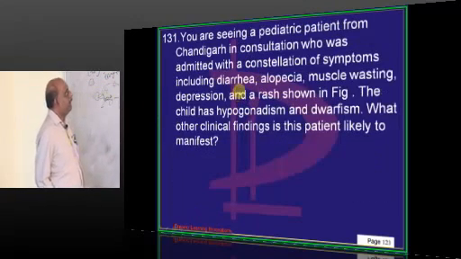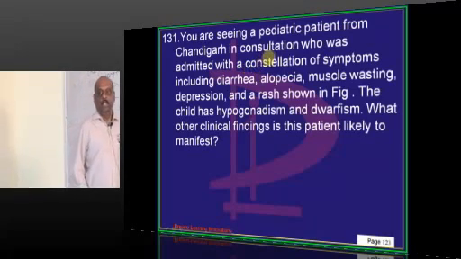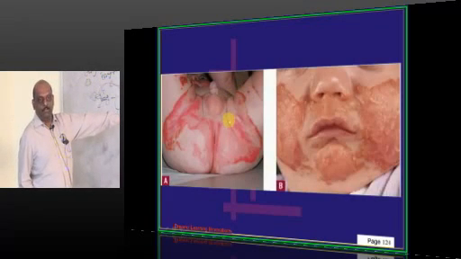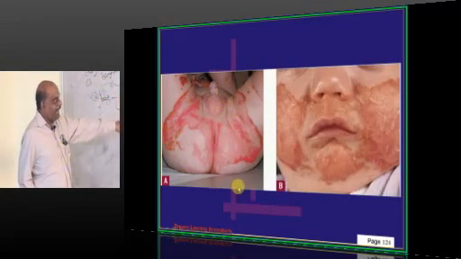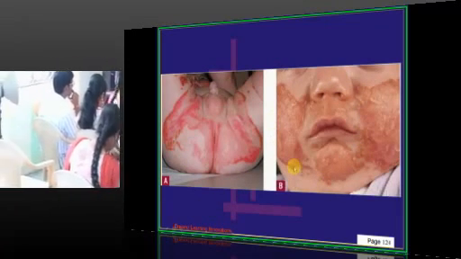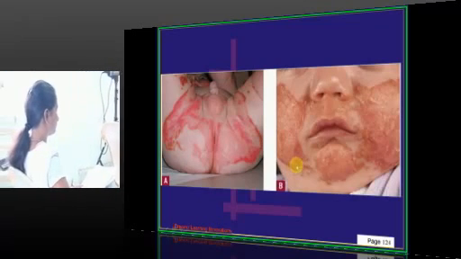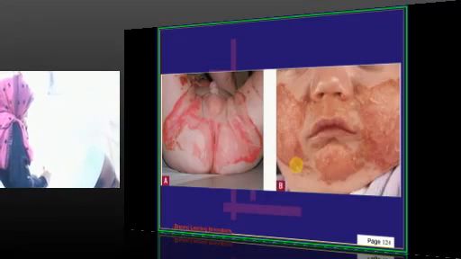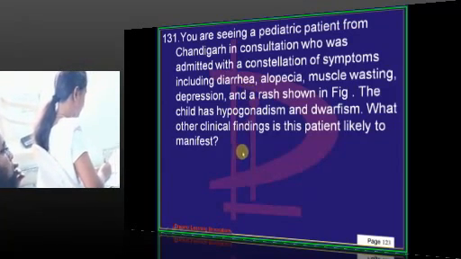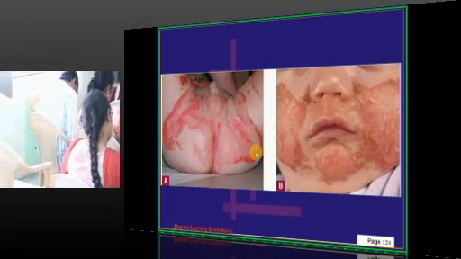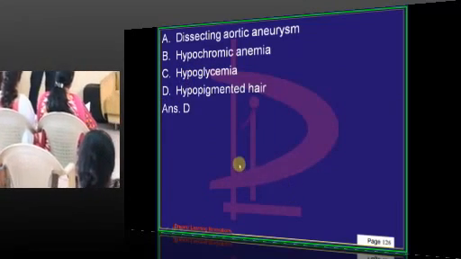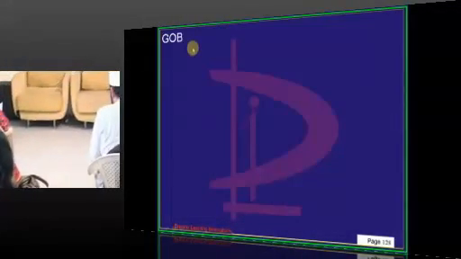Not option C. You are seeing a pediatric patient admitted with a constellation of symptoms of diarrhea, alopecia, muscle wasting, depression, and what did you find? You found in the anogenital area, perineal area and face a very severe excoriating rash, which is basically called acrodermatitis enteropathica. Because the pathology is in the gut, there is a development of diarrhea. Acrodermatitis enteropathica is a zinc deficiency, and in them you will also find the presence of hypopigmented hair, is what I want to underscore to all of you.